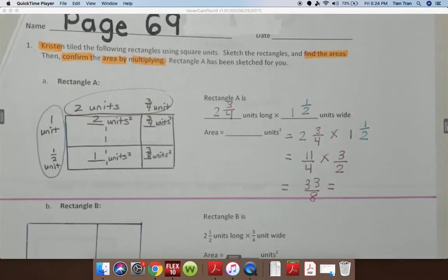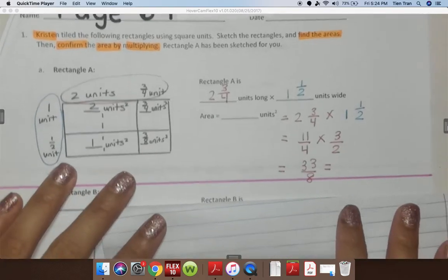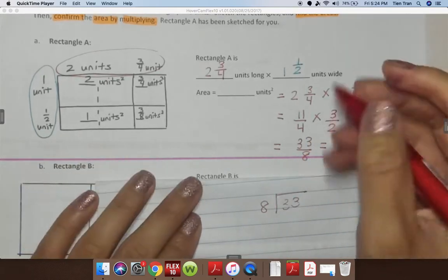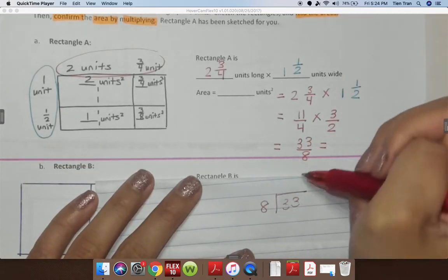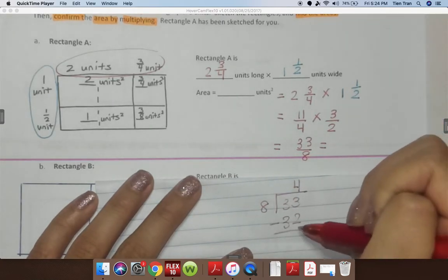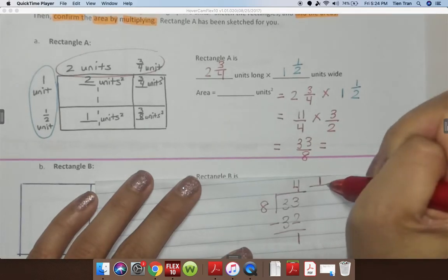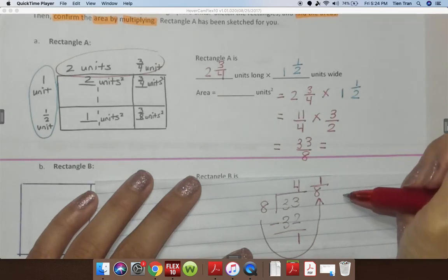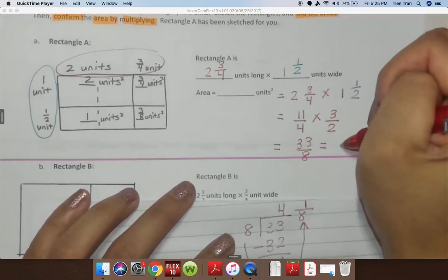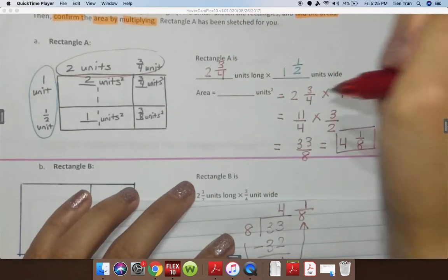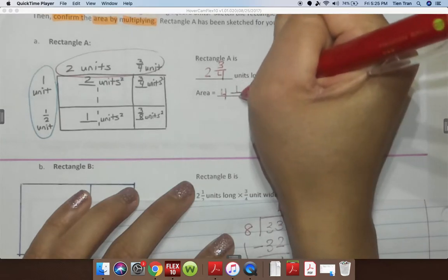And I'm going to divide using a scratch paper. So I have 33 divided by 8. I need to figure out how many times does 8 go into 33. That is 4 times. 33 minus 32 is equal to 1. My remainder is 1 as my numerator, and 8 is my denominator. So I have 4 and 1/8 as my answer. So I'm going to put my answer as 4 and 1/8.